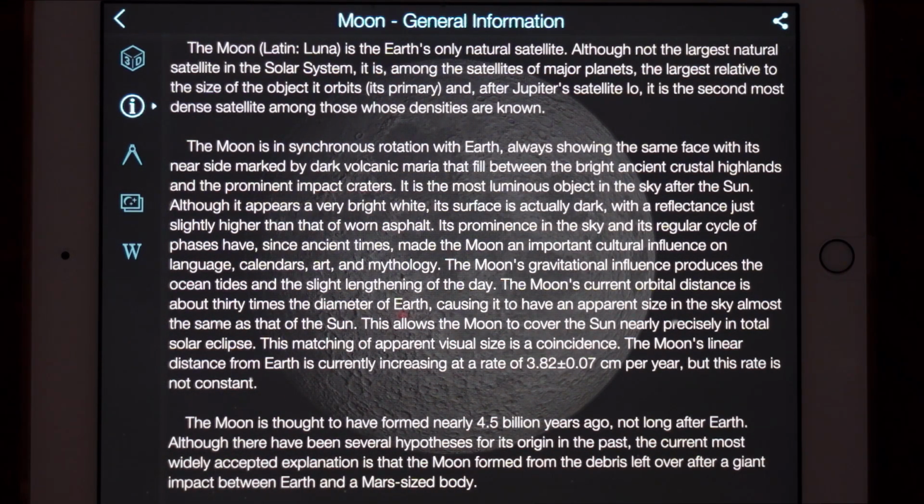The moon is thought to have formed nearly 4.5 billion years ago, not long after Earth, although there have been several hypotheses for its origin in the past. The current most widely accepted explanation is that the moon formed from the debris left over after a giant impact between Earth and a Mars-sized body.